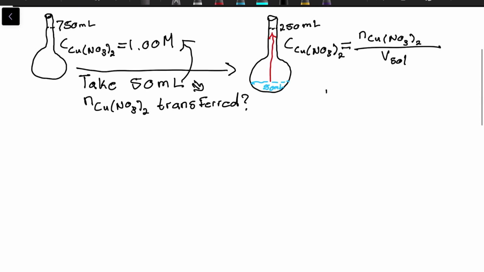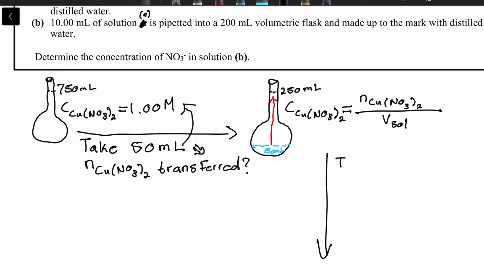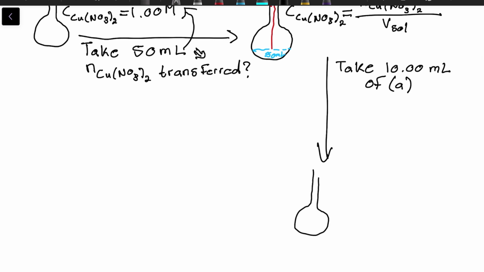So let's apply the same logic to the next step. The next step says 10 milliliter of solution A. So again, we take, this one is named A, right? Take 10 milliliter of A, and we put this into a 200 milliliter volumetric flask. This one's line is there, 200 milliliter volumetric flask. And again, the same idea. Only a little bit of the solution is here. This is solution A. And then we fill it up to the mark with water.